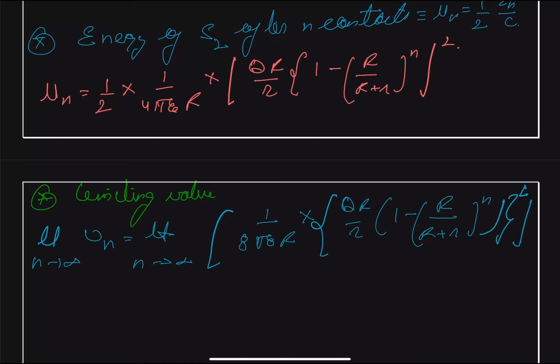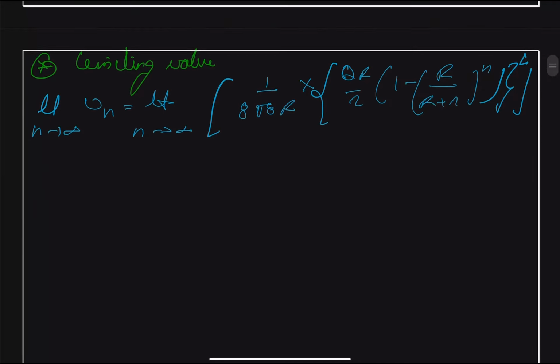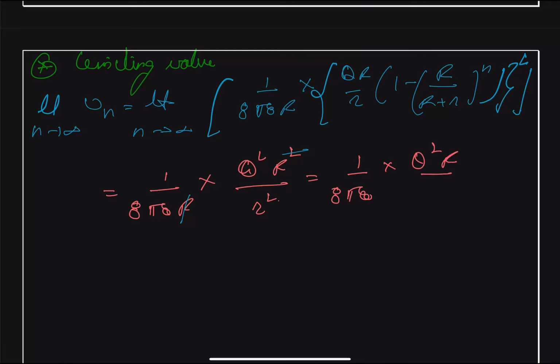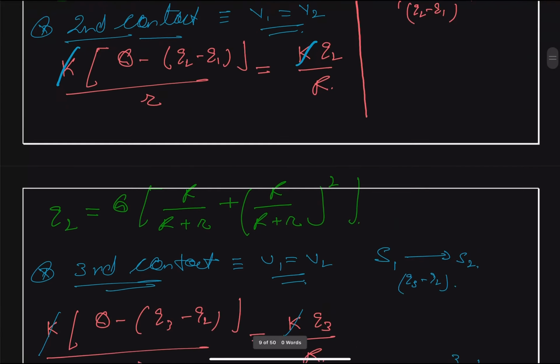And if we substitute the value of n as infinity, this will be coming equal to 1 upon 8 pi epsilon naught r multiplied by Q square R square upon small r square, and this r and square goes away, so we are left with 1 upon 8 pi epsilon naught multiplied by Q square R upon small r square. So this is the limiting value.